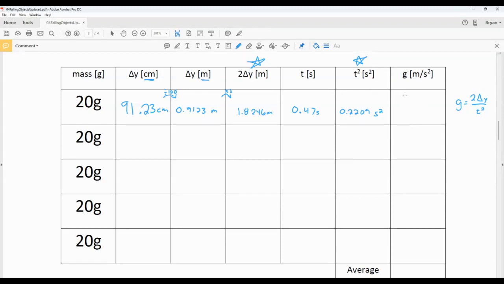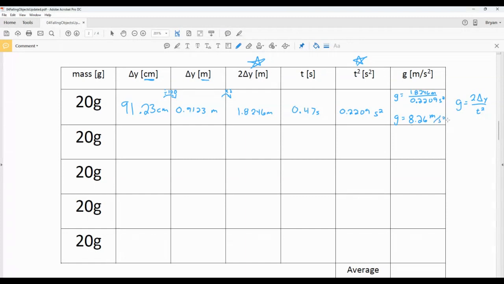Because of the way I'm zoomed in, I've got enough room to make it fit, but if you were doing this on your own, you would only necessarily need to write gravity in the block. But if I take gravity is equal to 1.8246 meters divided by 0.2209 seconds squared, then that's going to tell me that gravity is approximately 8.26 meters per second squared.